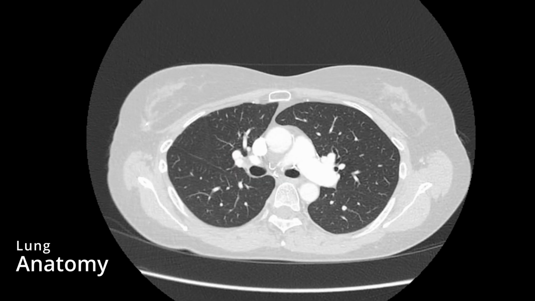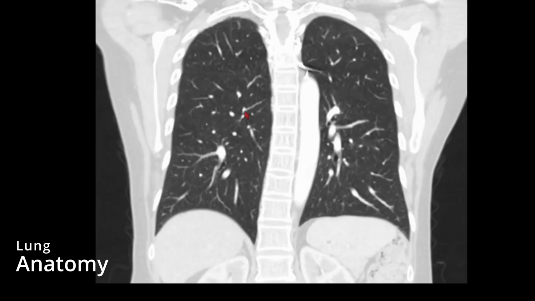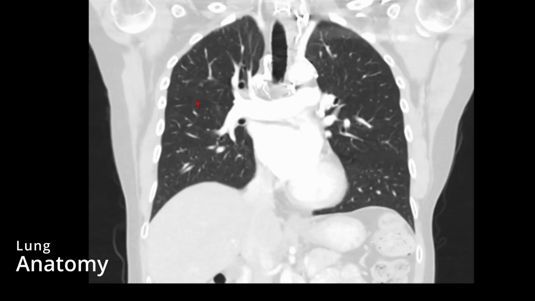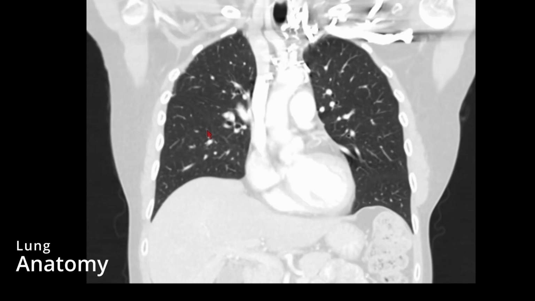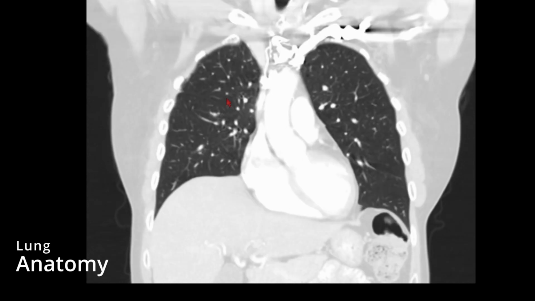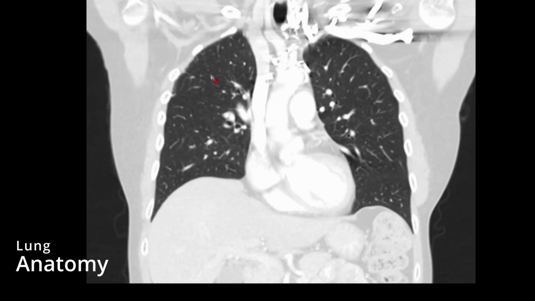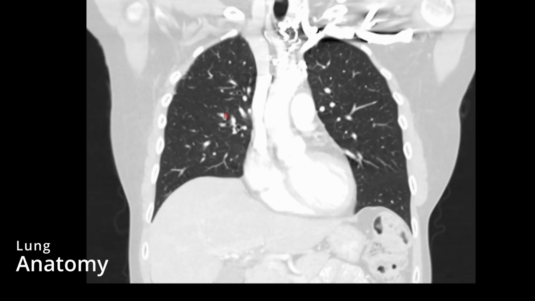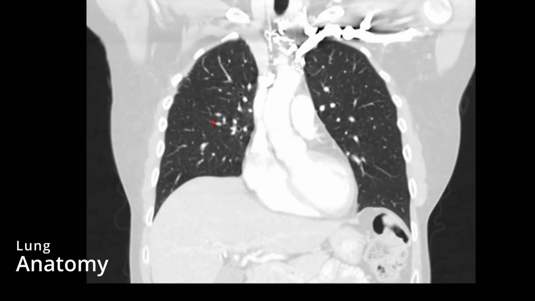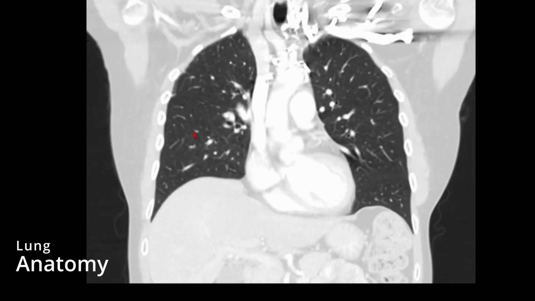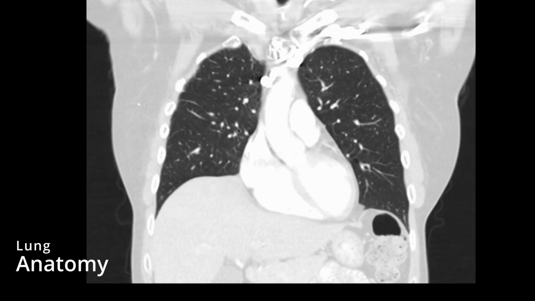This can be better seen on a coronal image. So here we see this is the oblique fissure that's coming down here, and then it goes all the way down, and then this is the minor fissure. The lung parenchyma above the minor fissure, and anterior to the oblique fissure, is the upper lobe. The lung parenchyma inferior to the minor fissure and anterior to the oblique fissure is the middle lobe, and the lung parenchyma inferior to the oblique fissure is the right lower lobe.